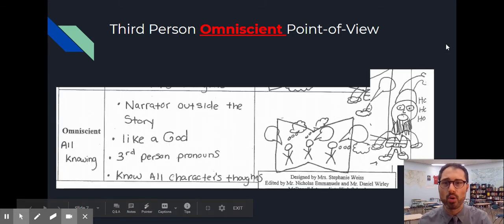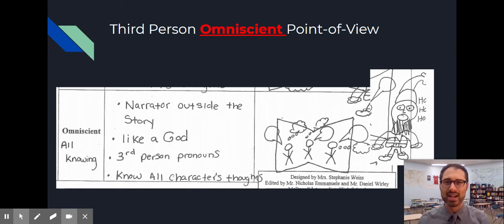Our final type of point of view is third person omniscient. Omniscient means all knowing. So Mr. Worley's famous drawing here of Santa Claus: omniscient is like God or like Santa, someone who can get into everyone's heads. And you'll see in the picture, we know everyone's thoughts, we know everyone's words, we know everyone's actions. The narrator can get into anyone's head. It doesn't mean the narrator is God or Santa. It just means that we're going to use third person pronouns and we can get into multiple characters' heads all at one time.